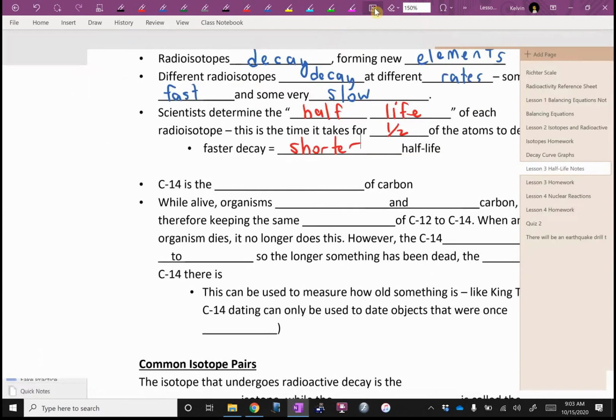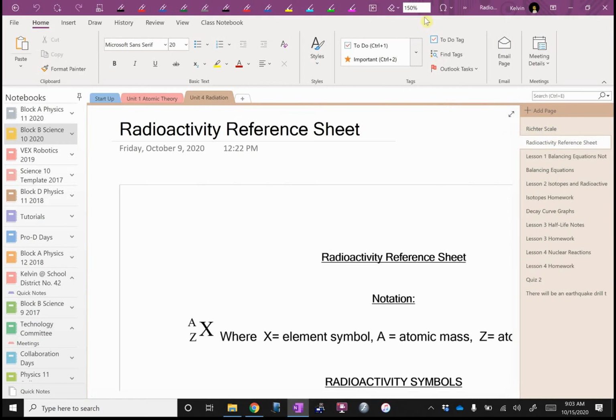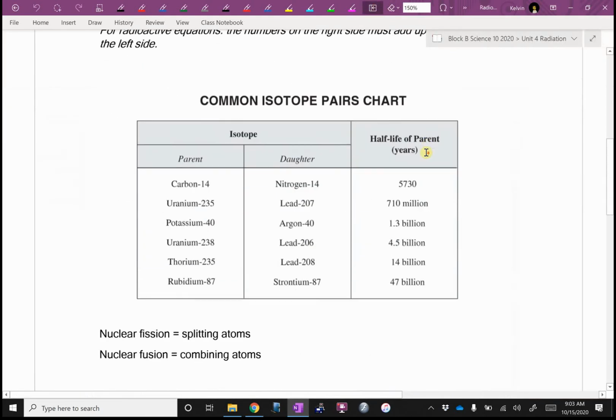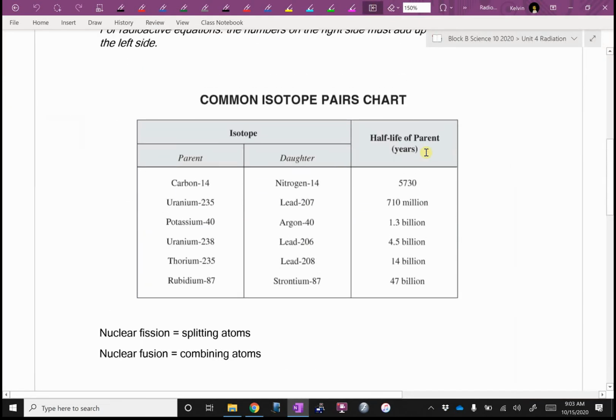If you look at your green sheet, at the bottom here, I've got some common half-lives of some elements. So if you take a quick peek at it, what's the half-life of carbon-14? You don't need to memorize it, okay? So carbon-14 is, we can use that to date objects that aren't that old. It's good for dating about 60,000 years or less.